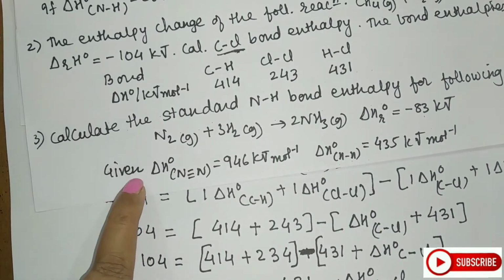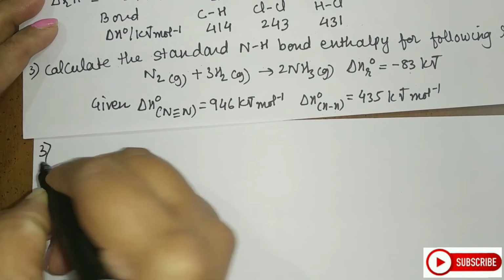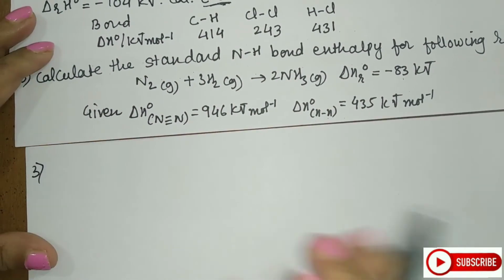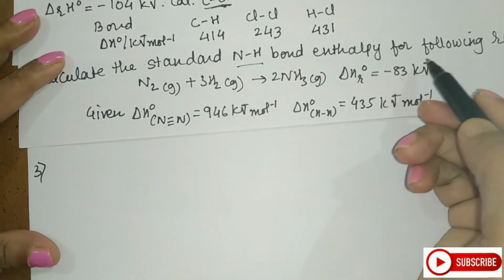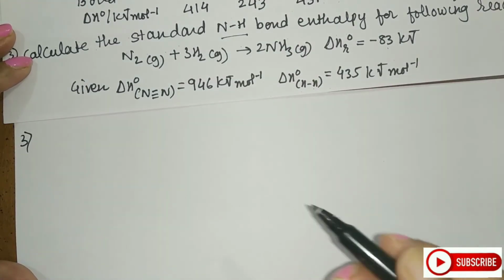Let us move on to the last problem here. Now let us see this problem. You can do this simultaneously with me now. Calculate the standard NH bond enthalpy for the following reaction. So you can solve this problem simultaneously.